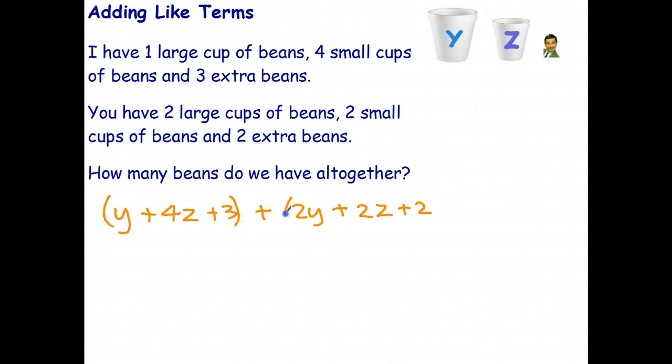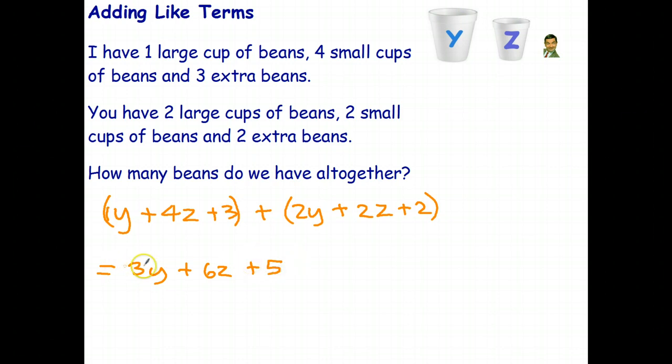Well, we need to add these expressions. And that's really just 1y because it's only 1 cup. 1y plus 2y is 3y. So I've got 3 large cups. 4z plus 2z is 6z. And the extra beans, 3 plus 2 is 5.